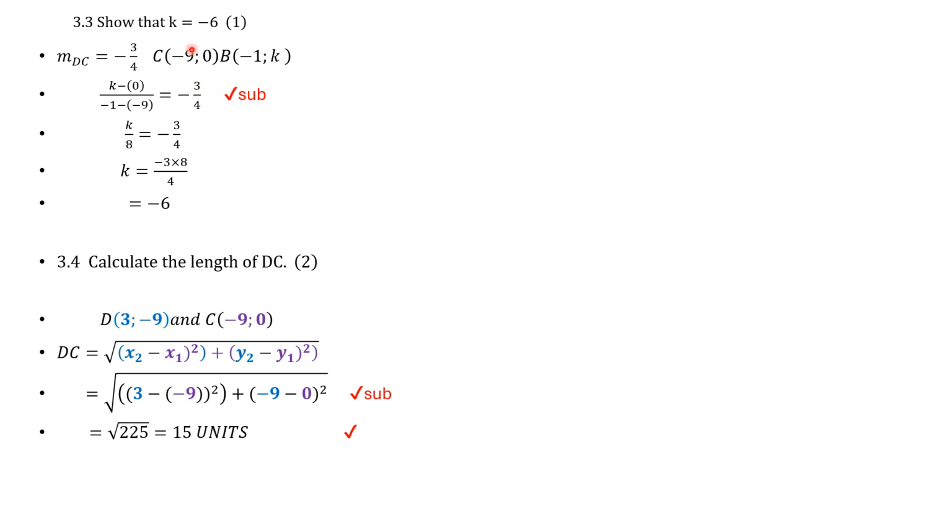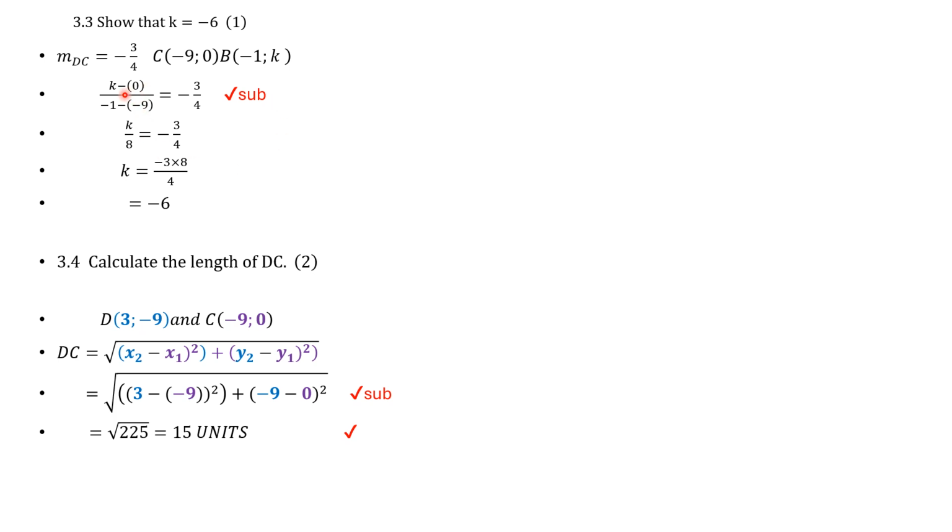3.3 says show that k equals -6. Remember, gradient DC was equal to -3 over 4. C and B are collinear, meaning they are on the same line as DC. So therefore I can say now (k minus 0) over (minus 1 minus minus 9) must equal negative 3 over 4 if I substitute.